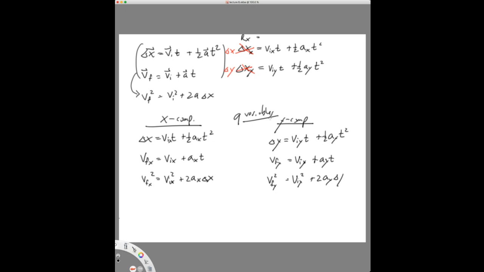Okay, so it's not quite twice as hard. It's almost twice as hard. There's twice as many equations. There's almost twice as many variables. But there's a further simplification that happens because of what we saw with the acceleration vector.